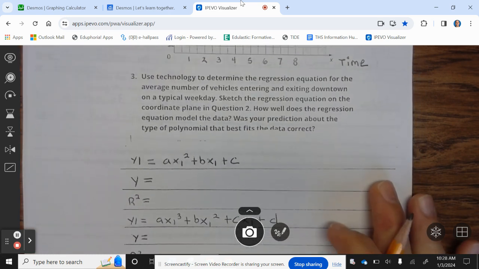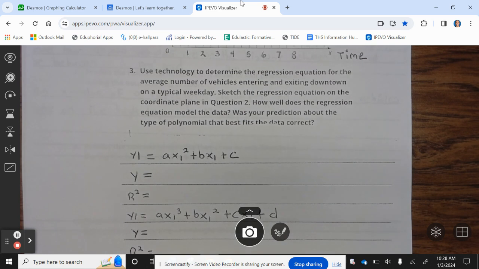All right, let's take a look at 3. Use technology to determine the regression equation for the average number of vehicles entering and exiting downtown on a typical weekday. Sketch the regression equation on the coordinate plane in question 2. How well does the regression equation model the data? Was the prediction about the type of polynomial that best fit the data correct?